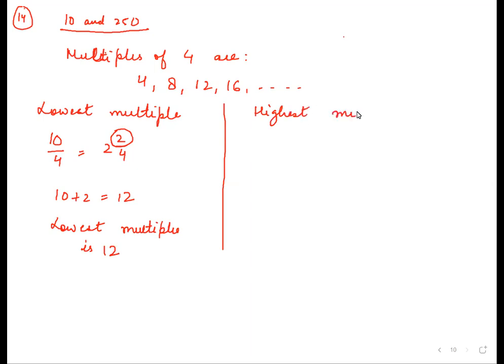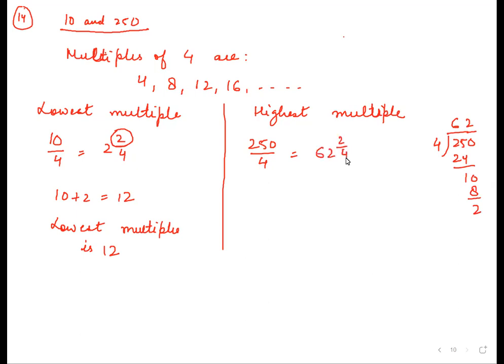Highest multiple. Now for the highest multiple, you have to find between 10 and 250. So we see whether 250 is perfectly divisible by 4 or not. You can do it separately also. 250 divided by 4. So 4 into 6 is 24. Then 10. So 4 into 2 is 8. So you get a remainder 2. So it is 62, 2 by 4.